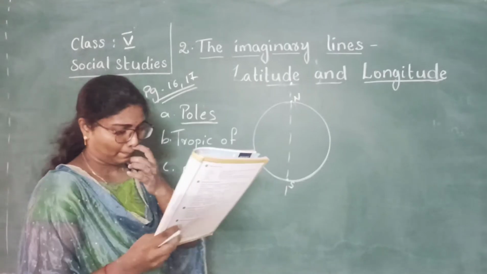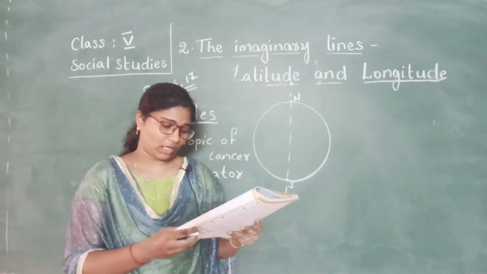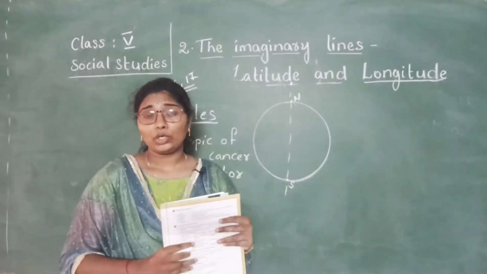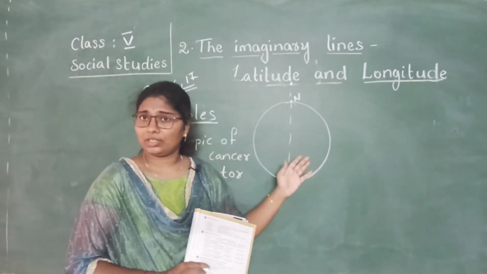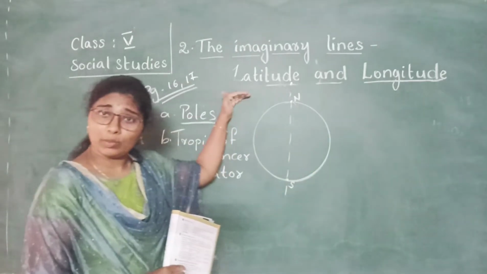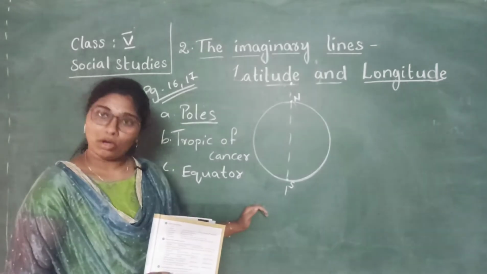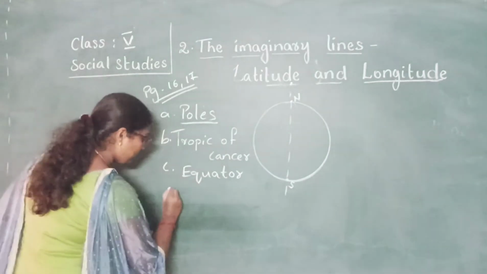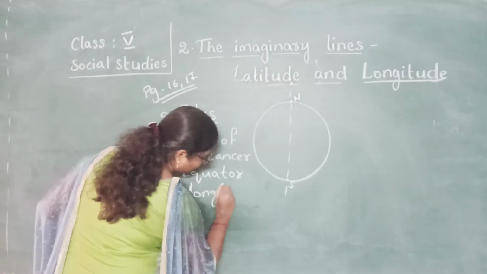Right. The dash are imaginary lines running from north to south on the globe. These latitudes run from west to east direction. So what are the lines that run from north to south direction? Those are longitudes. Longitudes.